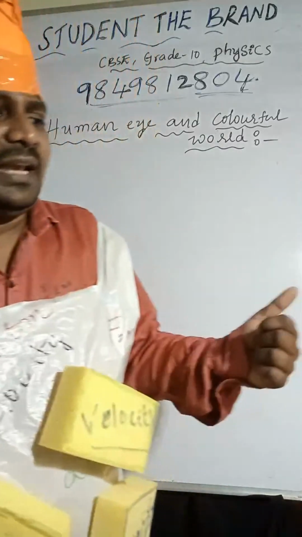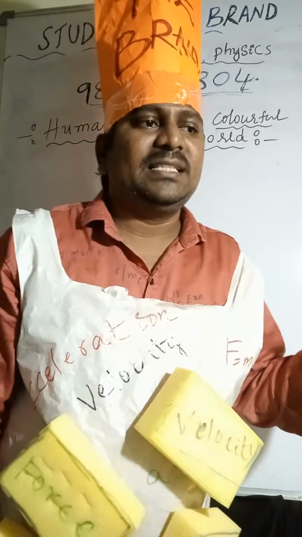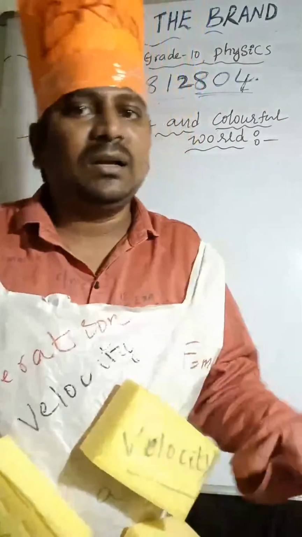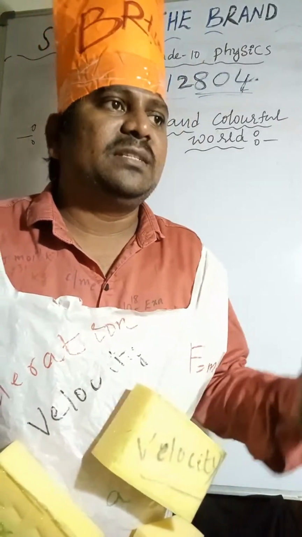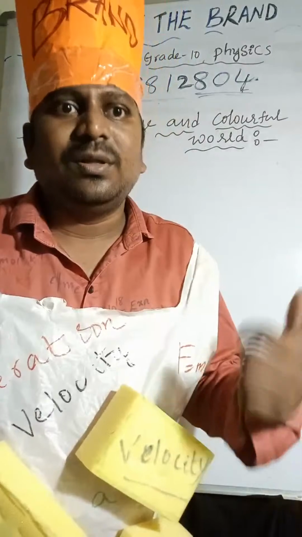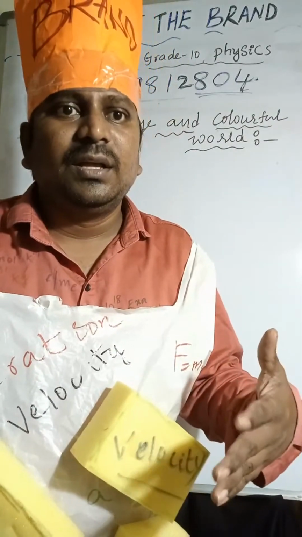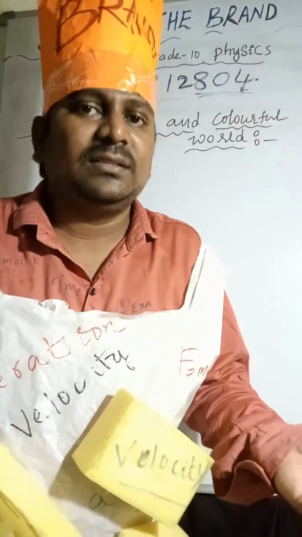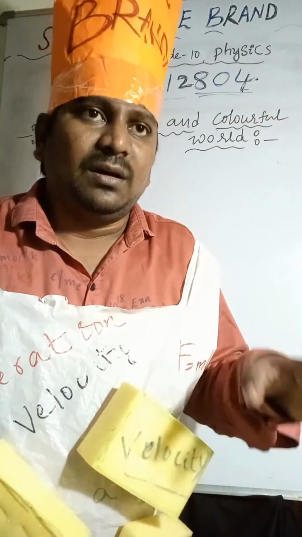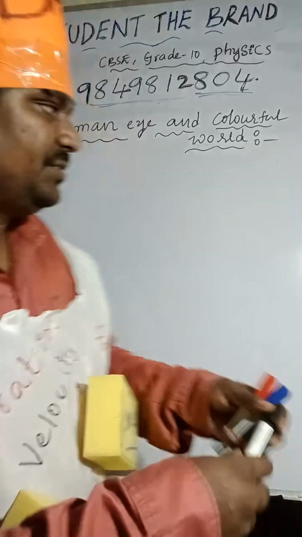So the human eye is the most sensitive organ in our body. Because of the human eye, we can see things. Okay. Now we will discuss parts and function.